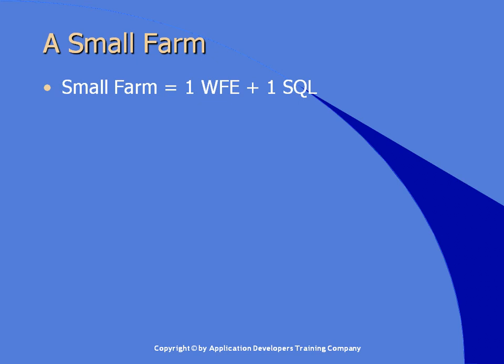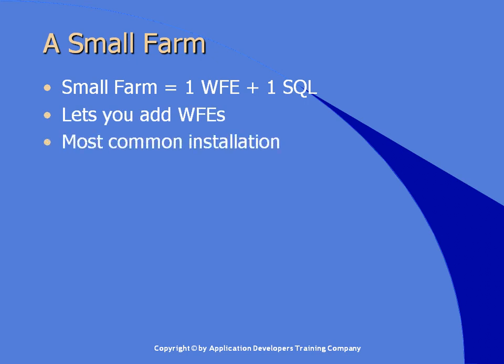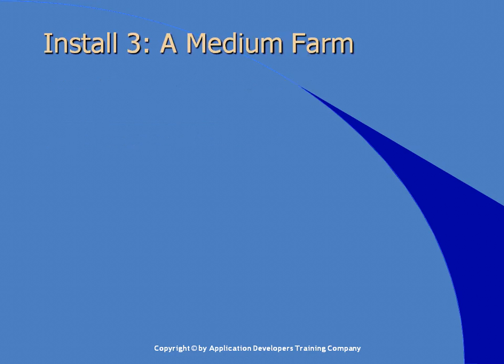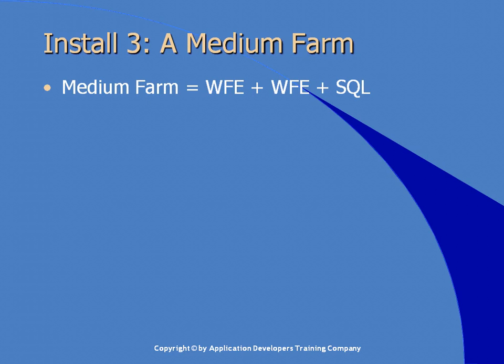Small farm includes one web front end and one SQL server. WFE, which is the web front end, is also going to play the role of the application server. It'll do both. You can add additional WFEs as needed. It is the most common installation. A medium farm consists of multiple servers, 2 web front ends, and a SQL instance. You can add additional WFEs to the farm.